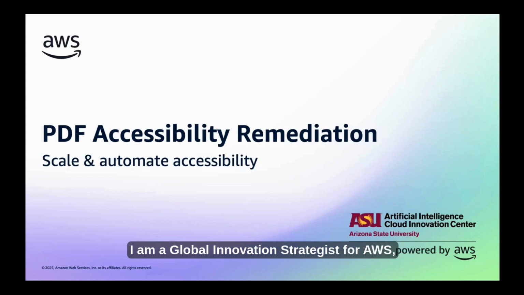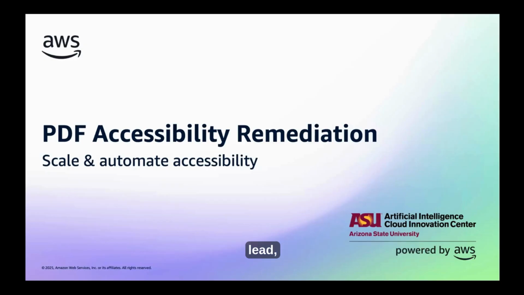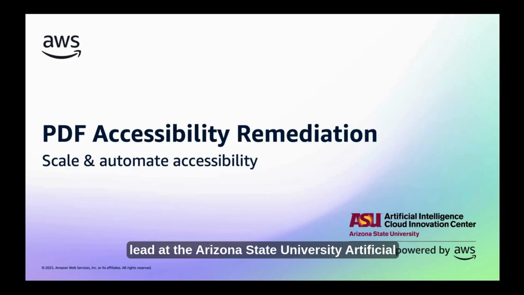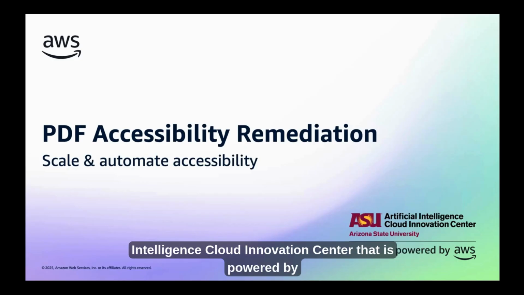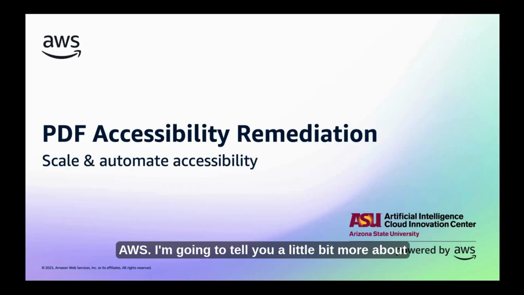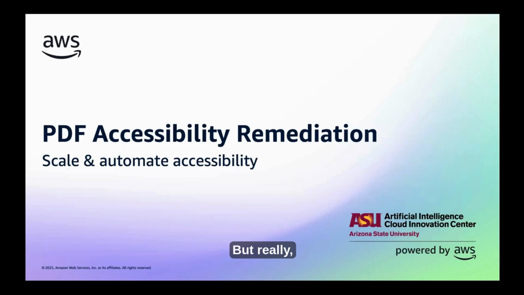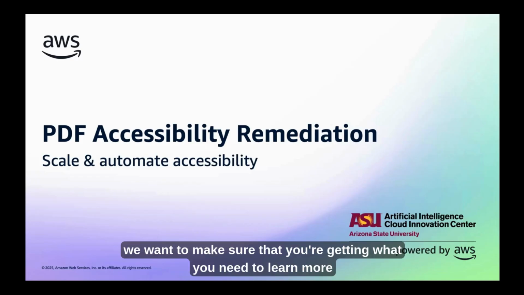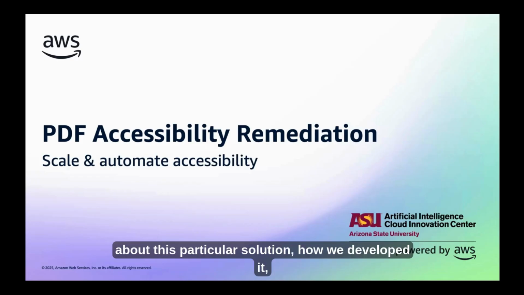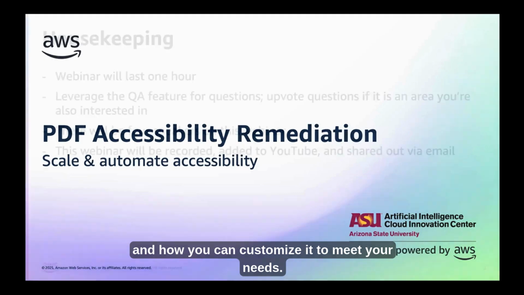I am a global innovation strategist for AWS, but I also get to serve as the lead at the Arizona State University Artificial Intelligence Cloud Innovation Center that is powered by AWS. I'm going to tell you a little bit more about the AI CIC, is what you'll hear us call it on this particular webinar. But really, we want to make sure that you're getting what you need to learn more about this particular solution, how we developed it, and how you can customize it to meet your needs.